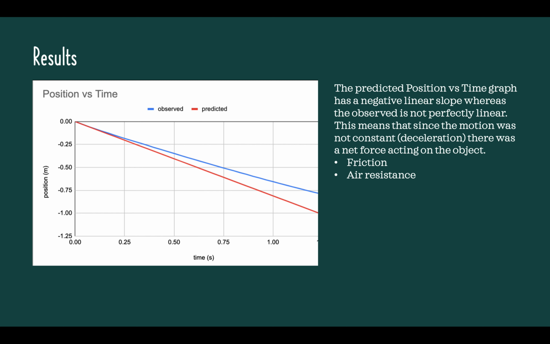The position versus time graph shown below contains the data from both Tracker, the observed, and from GlowScript, the predicted. From the graph, it is quite easy to tell that the predicted is a perfectly negative linear slope. However, the observed slope decreases slightly, meaning that the observed motion did not have constant velocity, which in turn means that there was a net force acting on the bead. Since the slope decreases, the velocity decreases, meaning there was a force acting in the positive direction. Such forces could be friction or air resistance, because both would slow the object down and cause the velocity to not be constant.